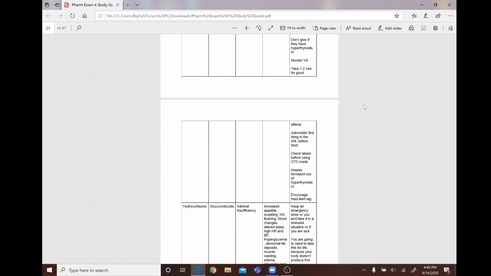You want to administer this first thing in the morning before food, and you want to check labels before using over-the-counter meds. You want to assess for and report symptoms of hyperthyroidism, and you want to encourage that med alert tag.